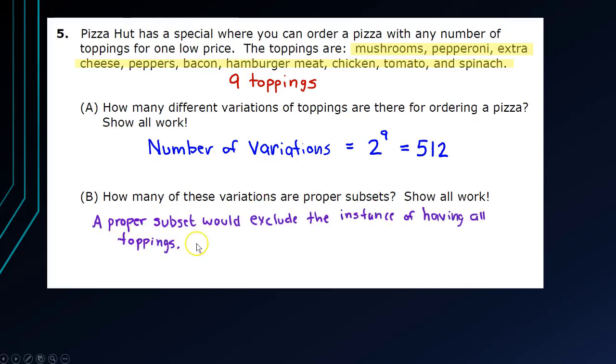Basically, that's one instance out of these 512 that I have. So the number of proper subsets would be 511. And that's all there is. So even though it says show all work in both parts, it's not a whole lot of work to show. And in B, it's probably more of an explanation than anything.